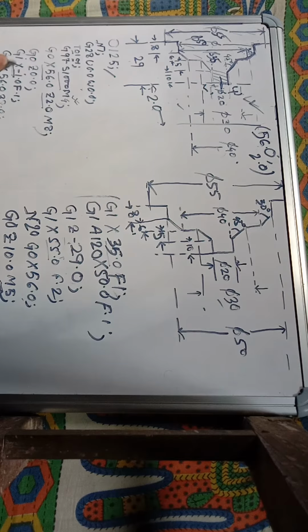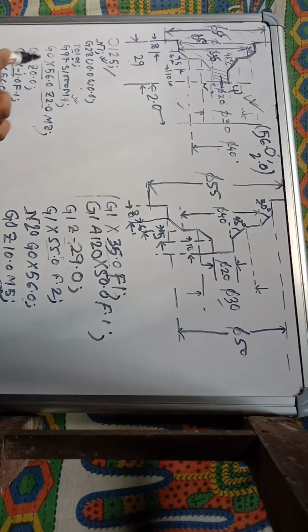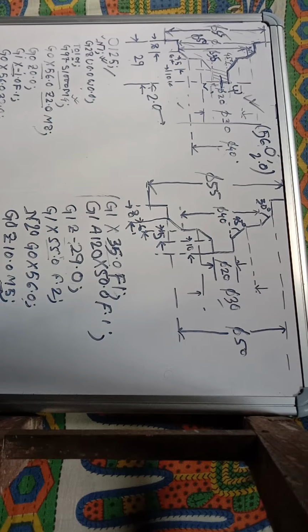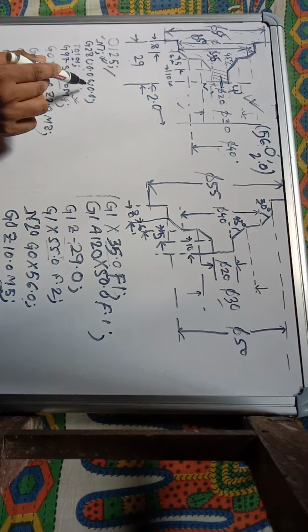After that, N1, that is a sequence number. If you start any kind of programming, you have to start with a sequence, so the initial sequence is N1. After that you give an end of block, as shown here: G28 U0.0 W0.0.